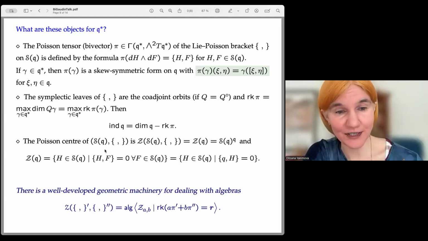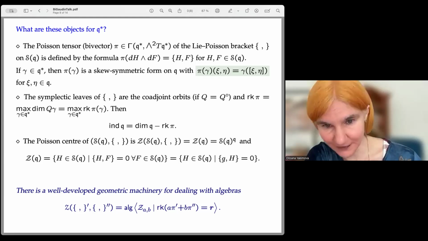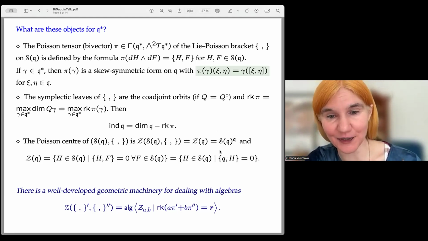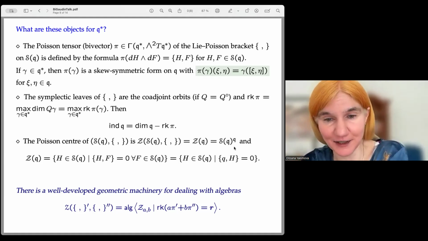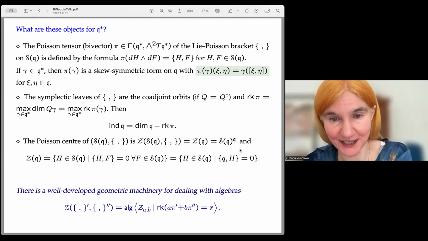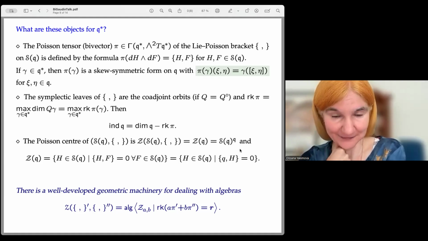And so the Poisson center, as I have told you, is a subring of functions that commute with everything in the symmetric algebra. But because the symmetric algebra is generated by Q, I can put here just elements of Q, this is the Lie algebra. And this is known as the ring or subring of symmetric invariants. So the invariants of the Lie algebra Q in the symmetric algebra, and actually I can replace it here by the group Q if Q is connected.